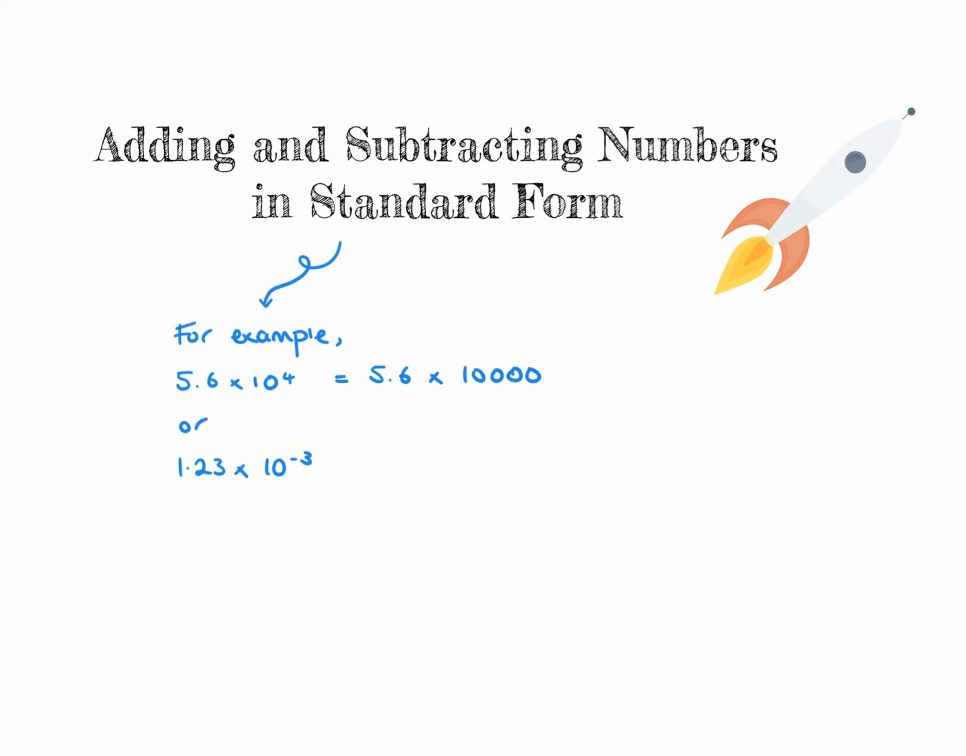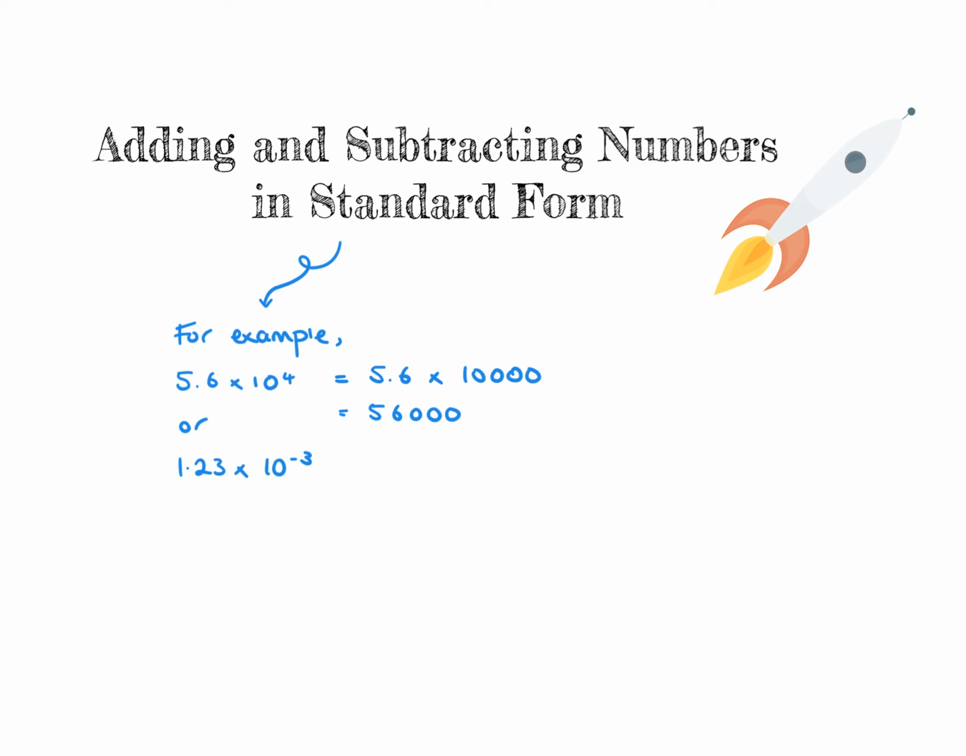Well, since we're multiplying by 10,000, we're going to move the digits in the number 5.6 to the left 4 places. And that gives us 56,000. So 5.6 times 10 to the power of 4 is 56,000.